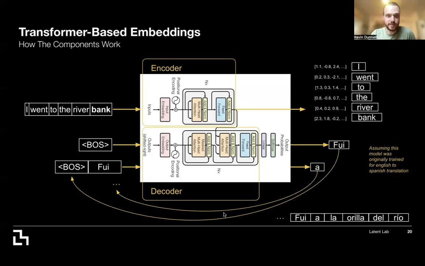Then looking at the decoder, we would start by passing in a special token, this beginning of sentence token, and we get this first output, again from the cross-attention layers, because we're getting the context of the phrase, I went to the riverbank, in English passed in. We get the first predicted response, the first Spanish token, fui. We append that to the beginning of sentence token, and this is the autoregressive nature of the decoder: we pass in beginning of sentence, fui, and this process continues to get fui a la orilla del rio, to get I went to the riverbank.